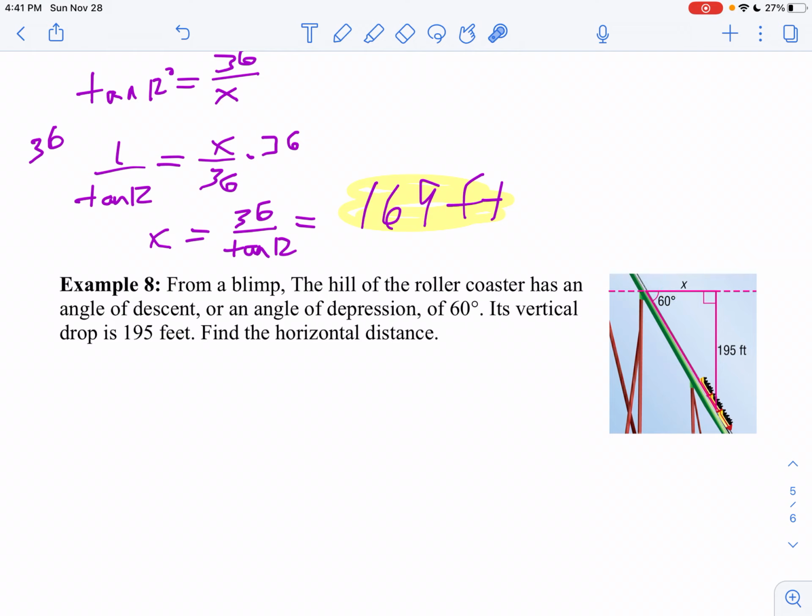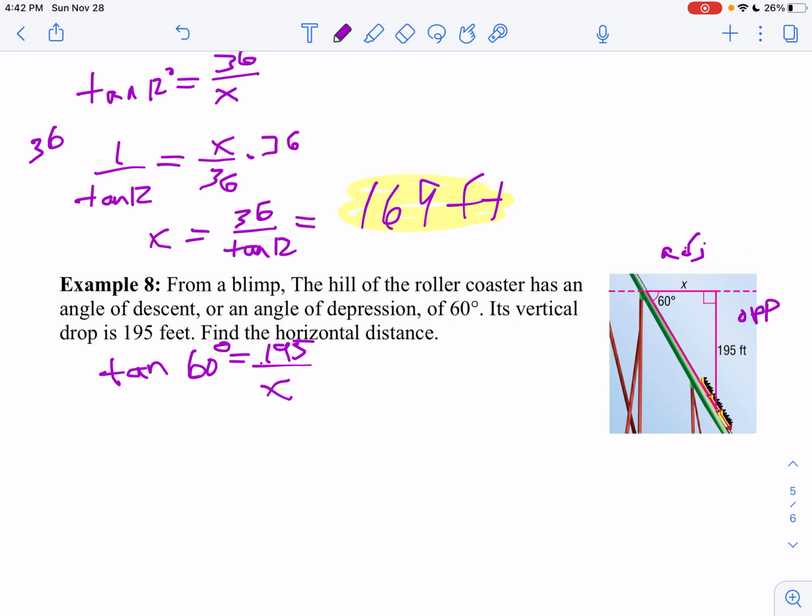So I'm going to look at my problem here again. 195 is opposite. x is my adjacent. So I'm going to use tangent again. I'm going to say the tangent of 60 degrees is my opposite, which is 195, over my adjacent, which is x.